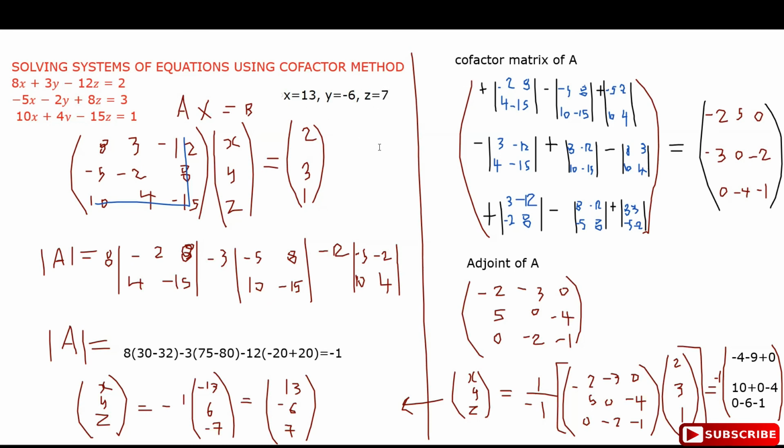Nice. So notice that we get the same answer doing it either the cofactor way, doing it the Cramer's rule way, or doing it using row reduction. We get the same answer. Nice and easy and soft.